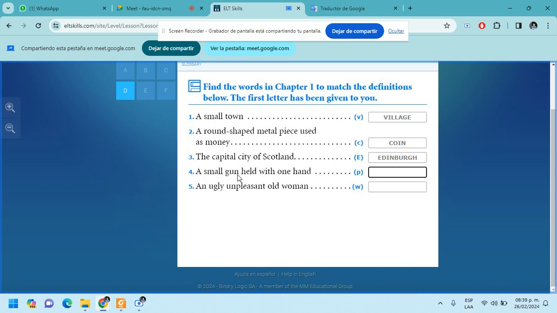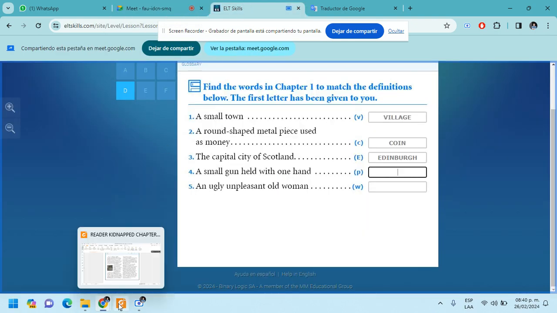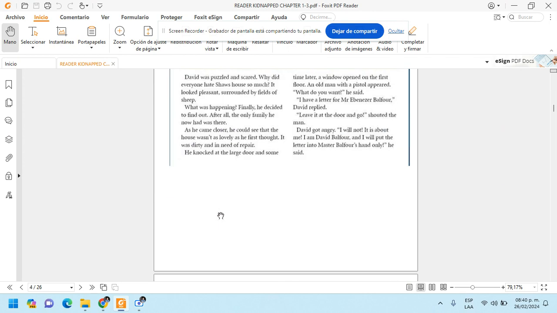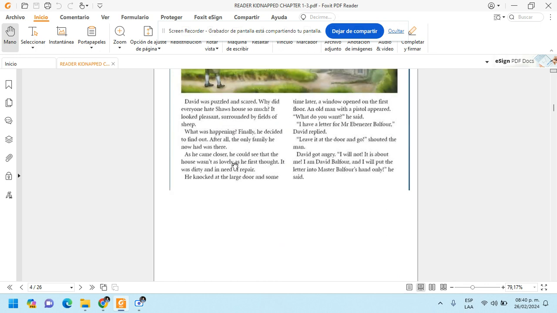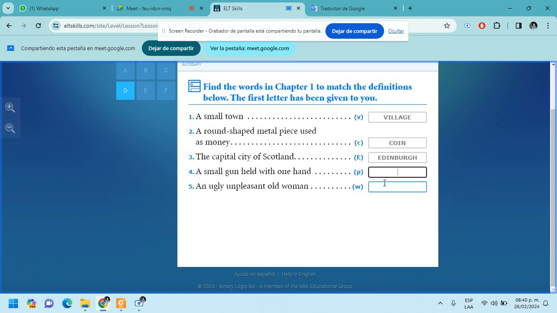Four, a small gun held with one hand. I don't know this. What is this? A small gun held with one hand. With P, start with P. Do you have ideas? Even for me, it's a difficult word. I don't remember reading that part. Let's see. Oh, that is, it's here. Pistol, yeah. That is. Pistol.